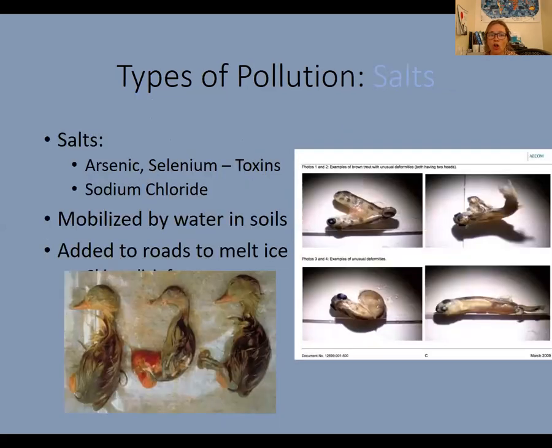Okay, next, salts. A lot of times people think of salt as sodium chloride, the table salt that we use in cooking in our food. And that is only one type of a big group of compounds that are called salts. Salts are basically anything that happens when an acid and a metal react with each other. So salts can be sodium chloride, but they could also contain other things like arsenic or selenium that could be real toxins to organisms in the environment.